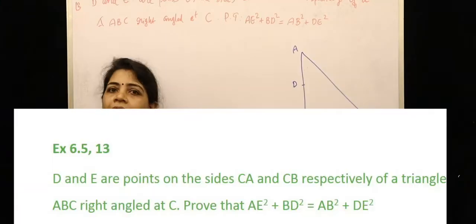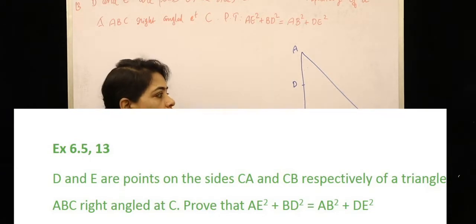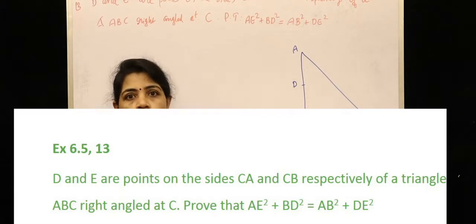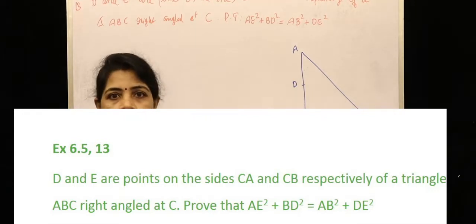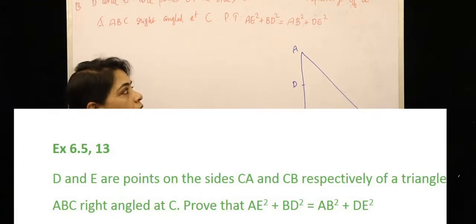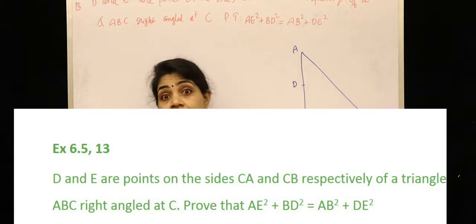That is clear. Now the 13th question. D and E are points on the sides AC and BC of a right triangle ABC, right angle at C. We have to prove that AE square plus BD square equals AB square plus DE square.